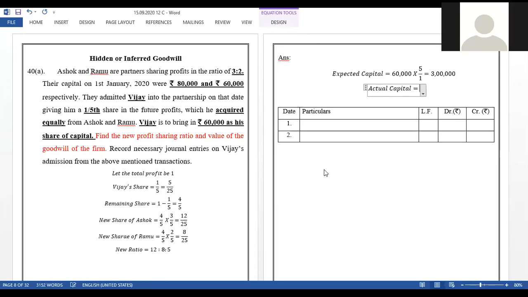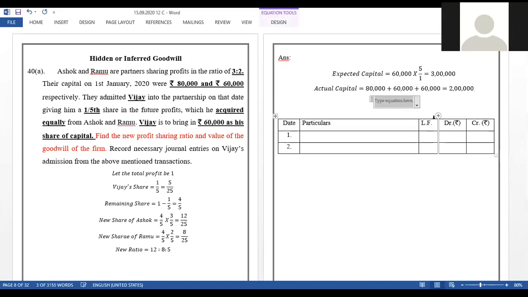Okay, actual capital. Ashok, Ramu, as well as Vijay, all three partners, right? So let us calculate. This is 80,000 for Ashok plus 60,000 for Ramu, and 60 is for Vijay. Okay, so get the total please. कितना आ जाएगा? 60, 60, 80. That's 2 lakh rupees. ठीक है.